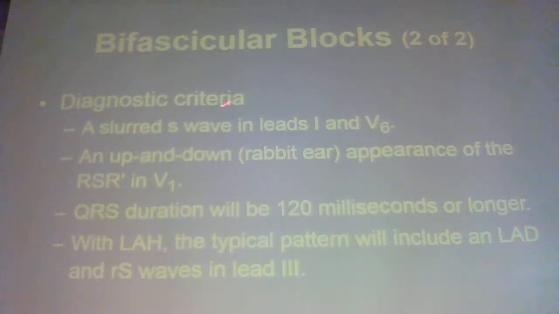So this one, typically we see rabbit ear appearance, which is called RSR in V1. QRS duration will be 120 milliseconds or longer. So that's what? That's also a bundle branch block. And with a left anterior hemiblock, typical pattern includes an LAD and or a left axis deviation and a RS wave in lead 3.